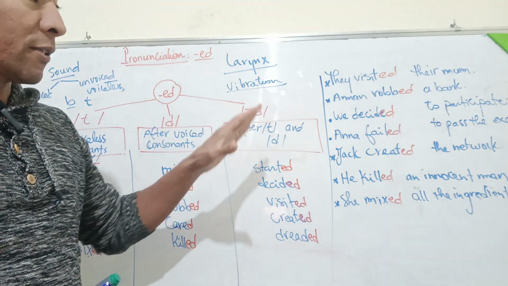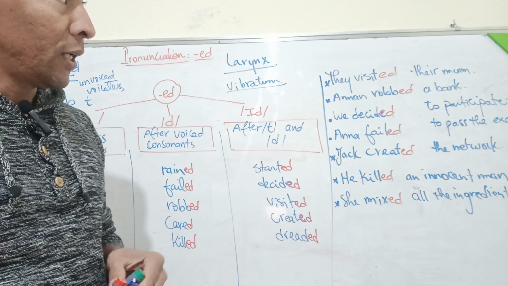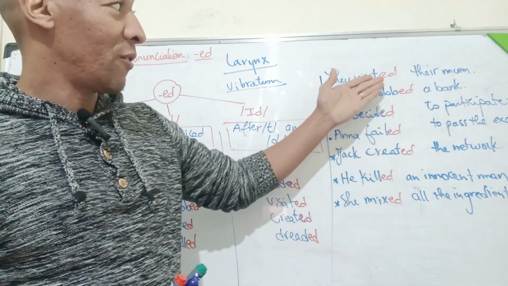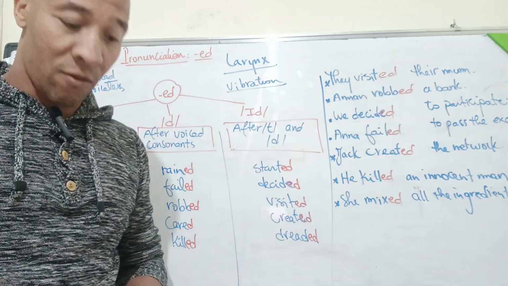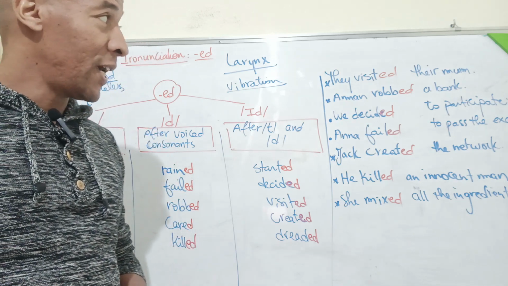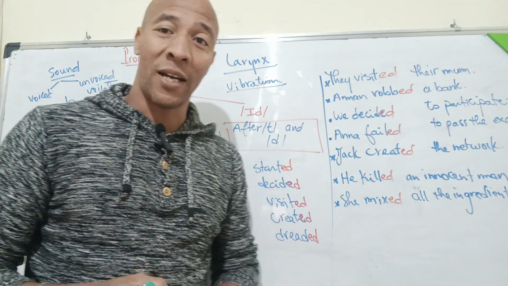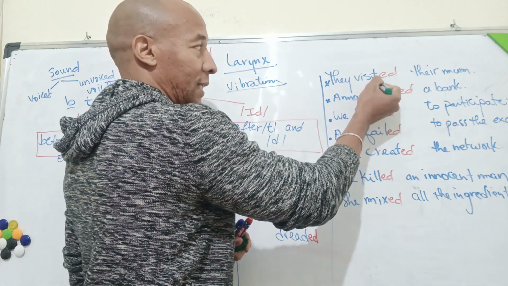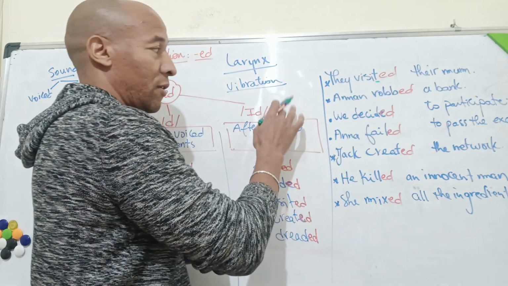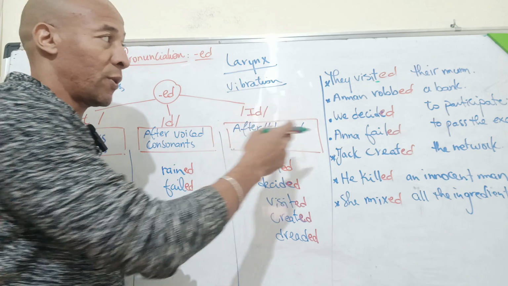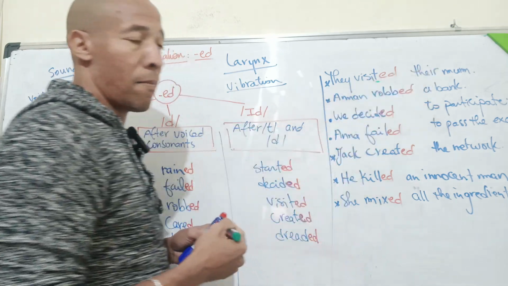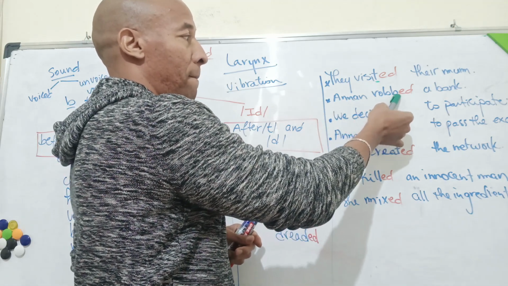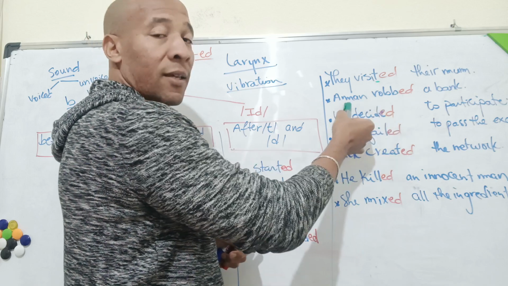Okay. Now let's do this practice. How do you pronounce the ending of these verbs? The first sentence: they visited. Yes, we have a t here at the end, so it's the third rule. So we say they visited their mom. Next, we have the verb rob. Here b is voiced. So you can say, yes.